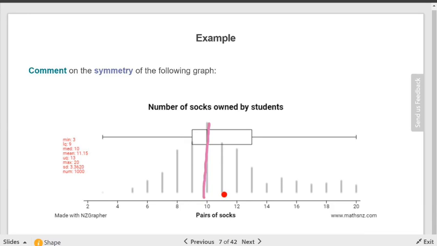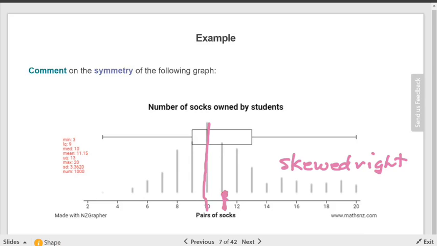So is this data symmetrical? No. This is too far off. It's only one number off, because that would be 10, and that's a little over 11. But it's not close enough to be considered equal. Therefore, this data is not symmetrical. Instead, I would say that this data is what? Skewed right. Okay?